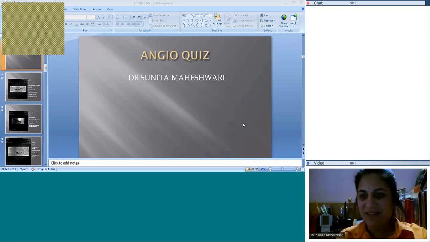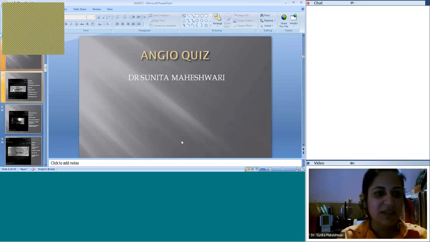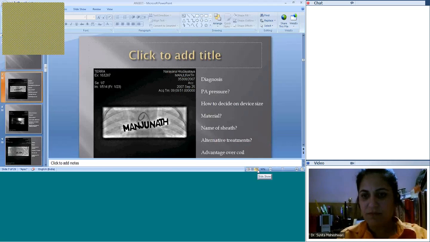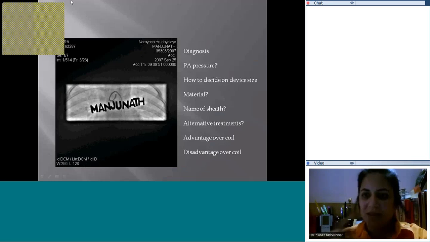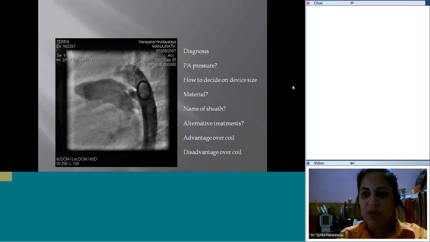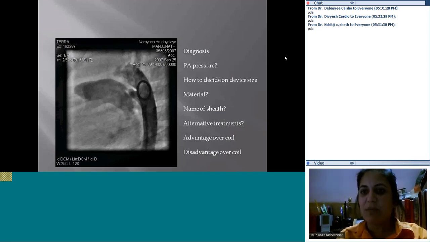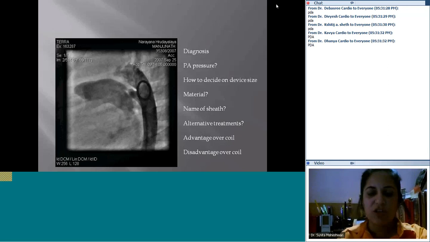Okay, guys. Good evening. We'll get started with the first angio. Okay, so let's see here. I'm starting with the easy one. Diagnosis. What is the diagnosis here? Okay, PDA. Do you think the pulmonary artery pressure is low or high? Pressure low or pressure high?